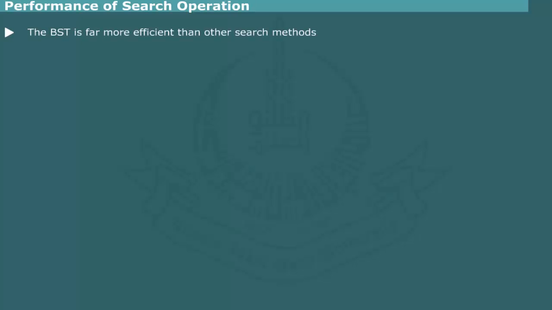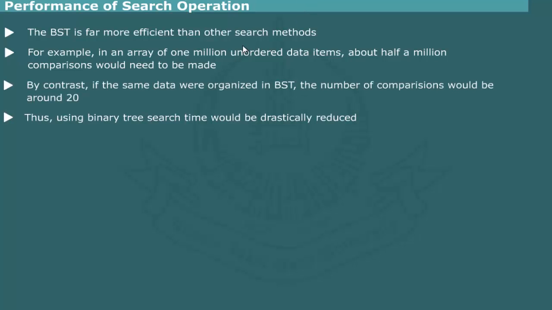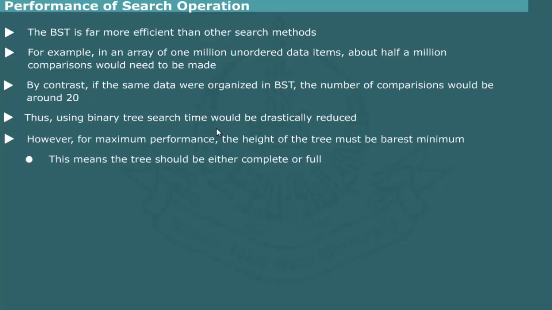The binary search method is far more efficient than other search methods normally used with arrays or linked lists. For example, with an array containing 1 million unordered data items, we may have to perform on average 500,000 comparisons. If the same data is organized into a binary search tree, the number of comparisons would be around 20. However, for maximum performance, it must be ensured that in building a tree structure, the height of tree is kept to barest minimum.